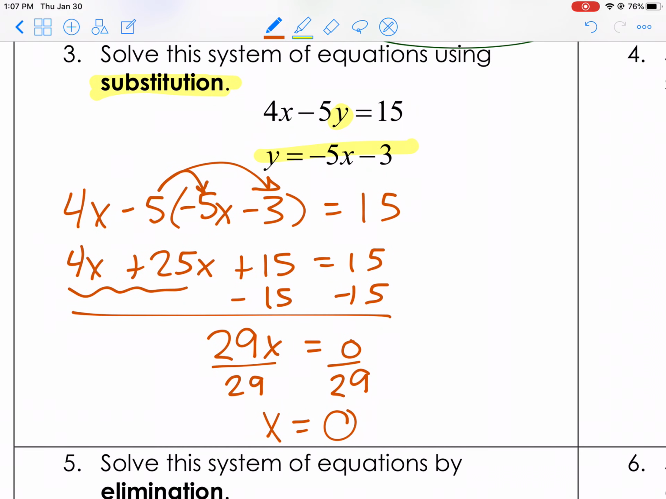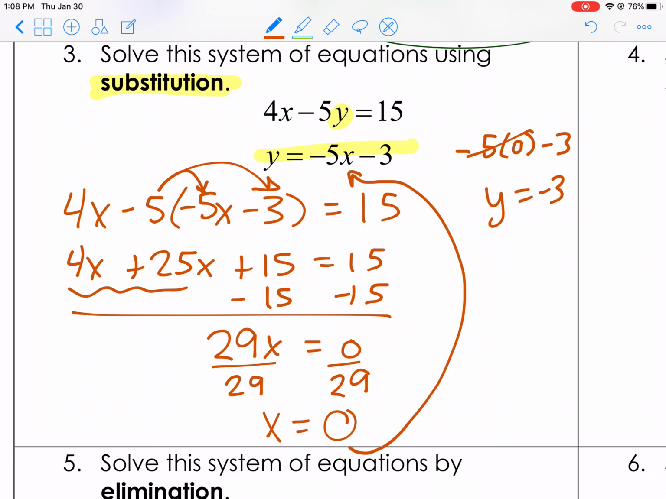I need to find out what y equals as well. So I'm looking for the equation that says y equals. If there's one of those, that's where I'm going to substitute my x, because that'll be a fast, easy way to do it. So I'm going to do negative 5 times 0 minus 3. You can put that in your calculator if you're unsure, or you can do your math. This would be 0 minus 3, so our y is negative 3. If you choose to write it in an ordered pair, make sure that you put the x term first and the y term second. X, y, like alphabetical order.